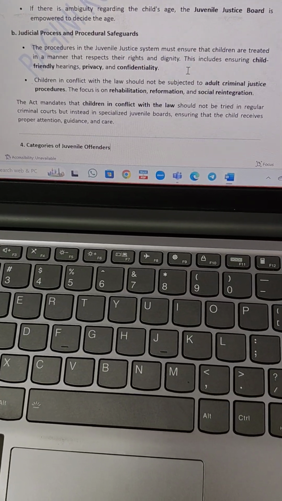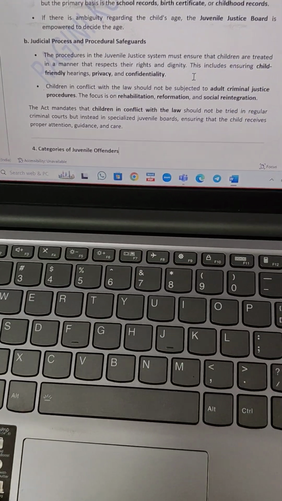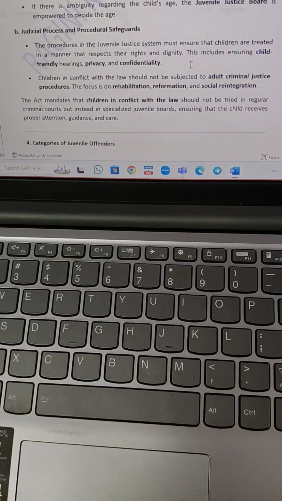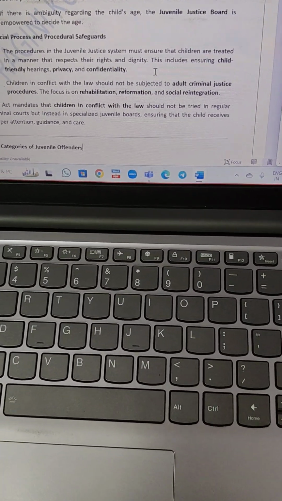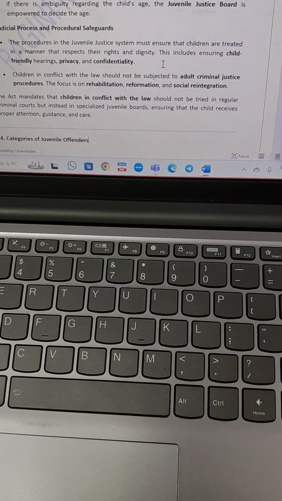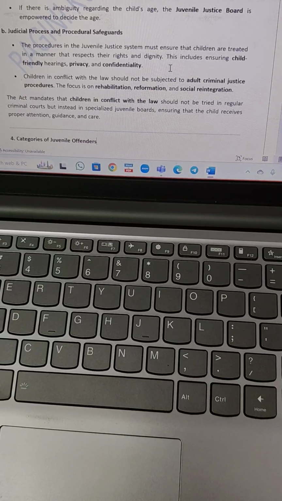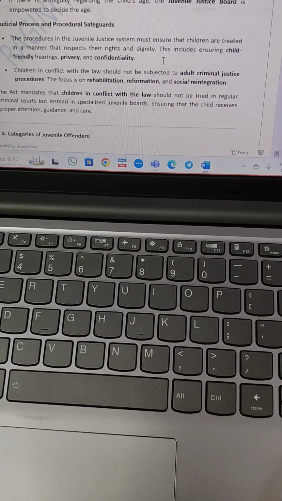Underline, the focus is rehabilitation, reformation and social integration. So the main objective must be to help the child to reintegrate or mix back into the society. The Act mandates that children in conflict with law should not be tried in a regular criminal court, but instead in a specialized juvenile board, ensuring that the children receive proper attention, guidance and care.